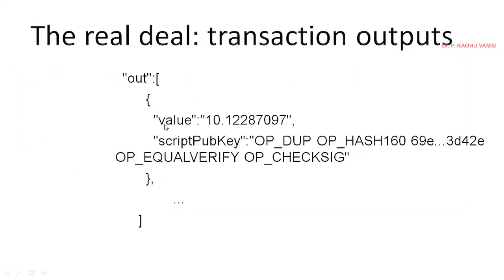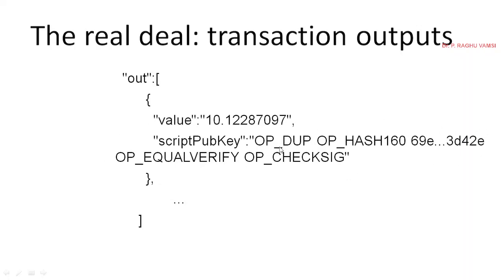And output. So output value is how many Bitcoins you want to send. For example, 10 Bitcoins you want to send, and 0.1222286. This may be the mining fees or transaction fees that will be added. And script public key. See, this is the Bitcoin script. So this will be automatically generated whenever a transaction is initiated.